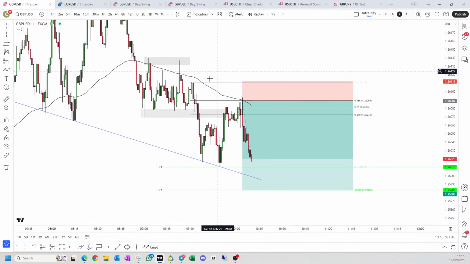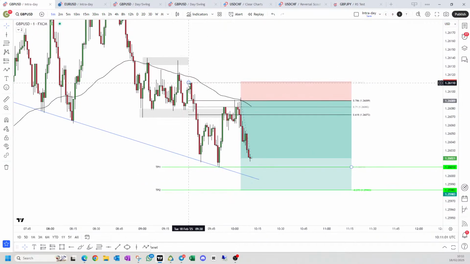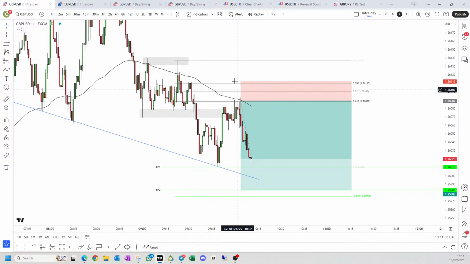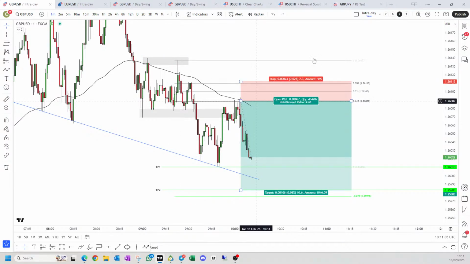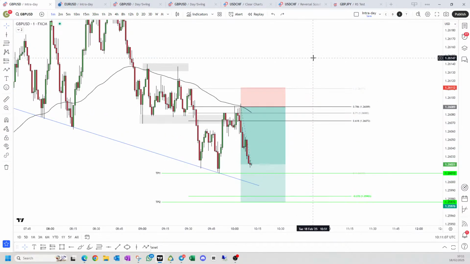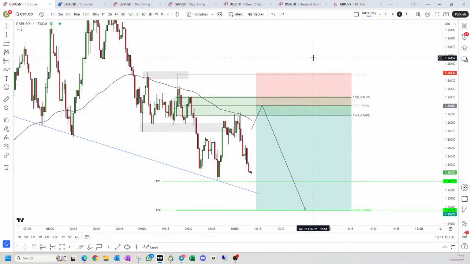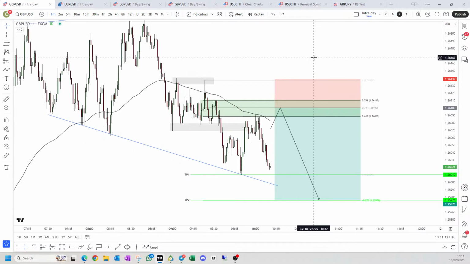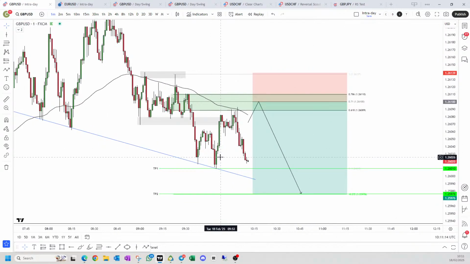The reason I didn't is because this is coming straight after news, so I did want to see price maybe pull back and fill in that previous zone a little bit more. But that's not how it played out today. But yeah, it's not the end of the world. It's not a loss, just not an entry.